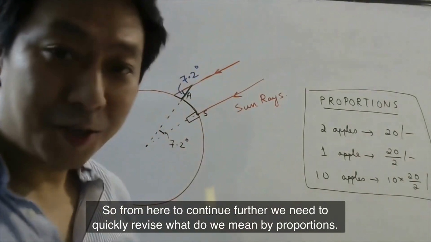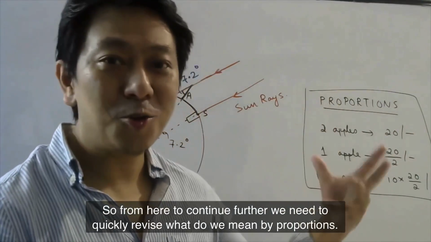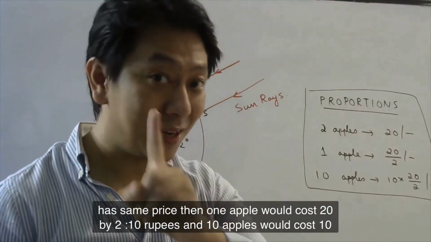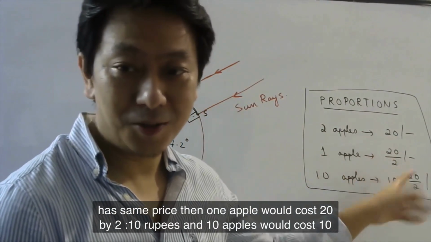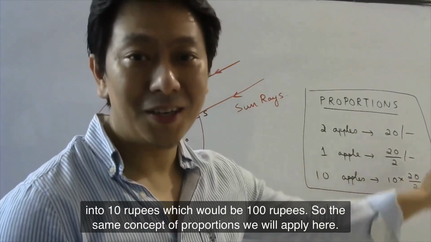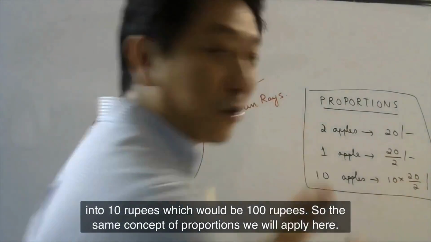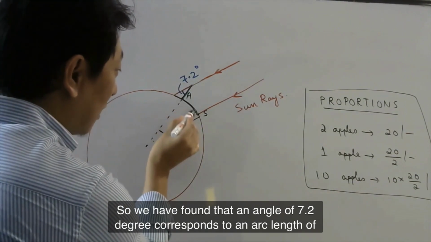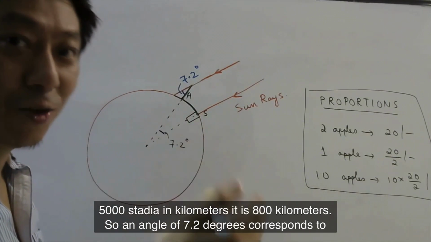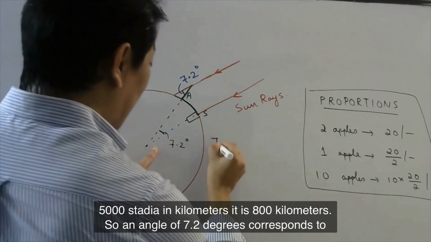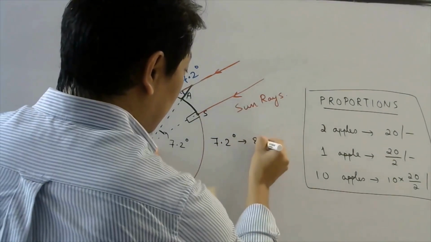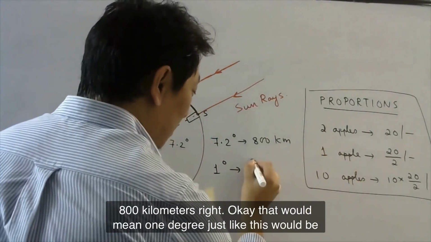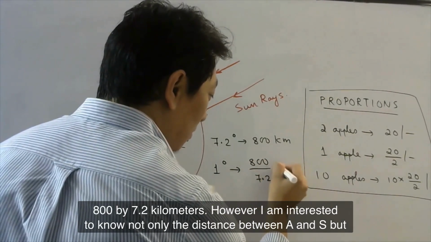So to continue further, we need to quickly revise what we mean by proportions. Proportions, I am sure everybody knows. If 2 apples cost 20 rupees and each apple has the same price, then 1 apple would cost 20 by 2, 10 rupees, and 10 apples would cost 10 into 10 rupees, which would be 100 rupees. So the same concept of proportions we will apply here. We have found that an angle of 7.2 degrees corresponds to an arc length of 5000 stadia, which in kilometers is 800 kilometers. That would mean 1 degree would be 800 by 7.2 kilometers.